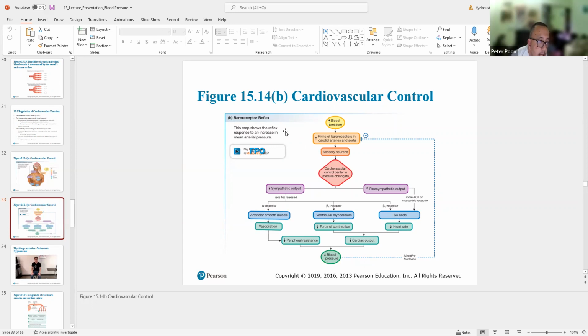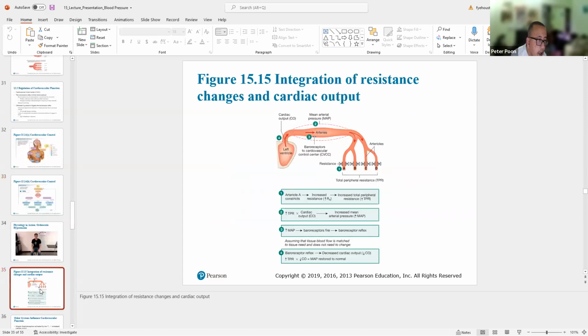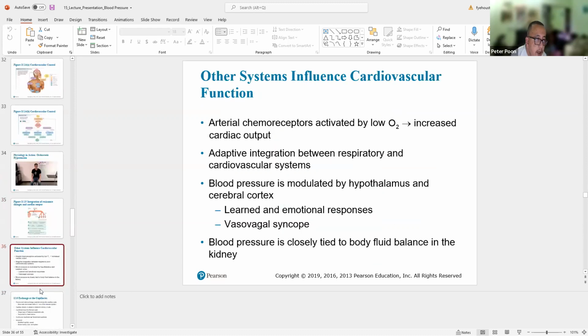Okay, this is a response to an increase. So orthostatic hypotension will be a decrease in blood pressure. So hopefully that makes sense.